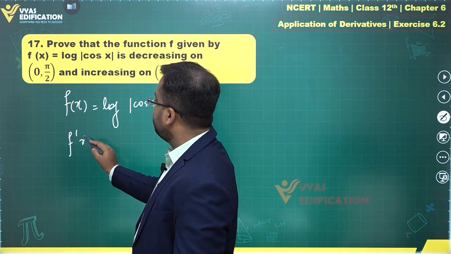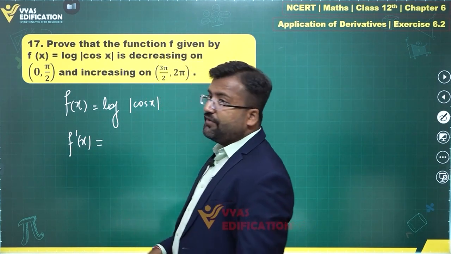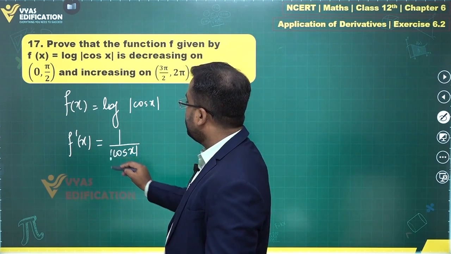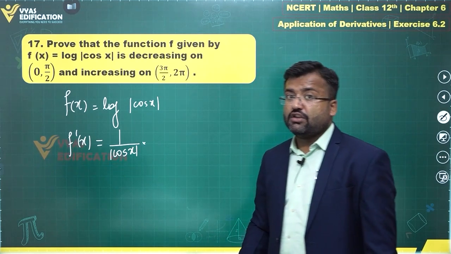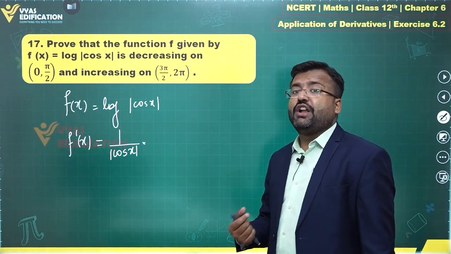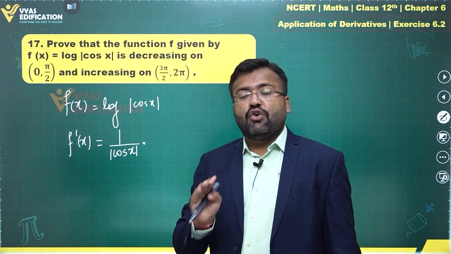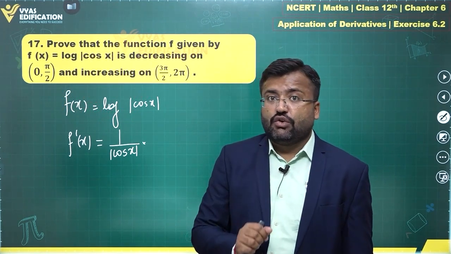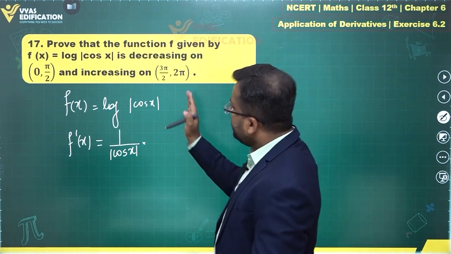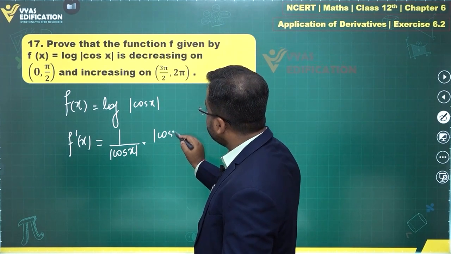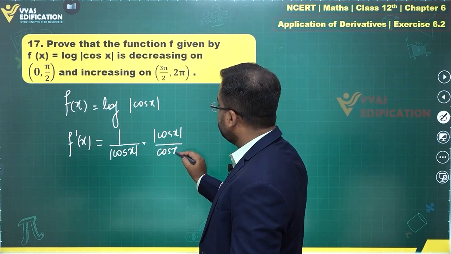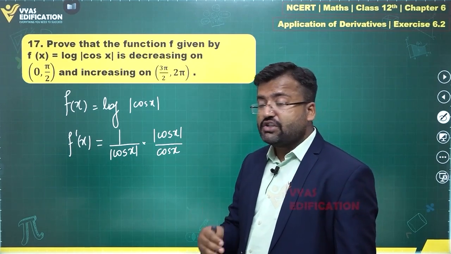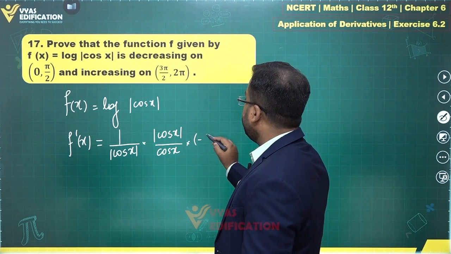So f prime x, what will that be equal to? Now log of something, the derivative is 1 upon mod cos x. What about the derivative of modulus cos x? Now derivative of mod x is slightly interesting. That is simply mod x upon x, where the derivative will not be defined when x is 0. So derivative of mod something will be mod cos x over cos x. This is what I'll get. But still, the chain rule says that derivative of cos x is also required.